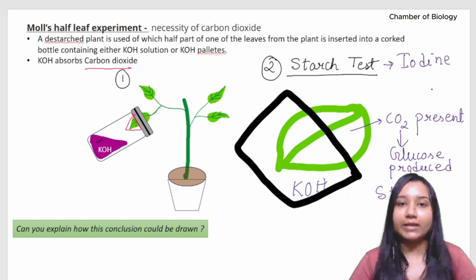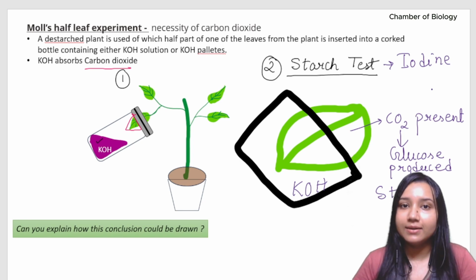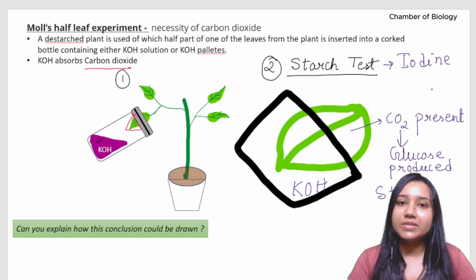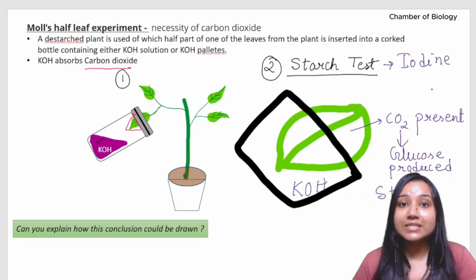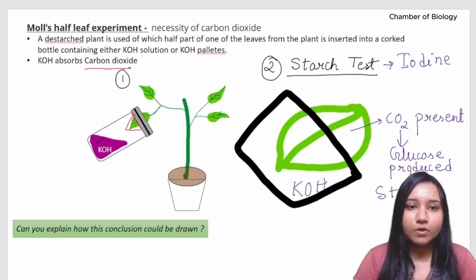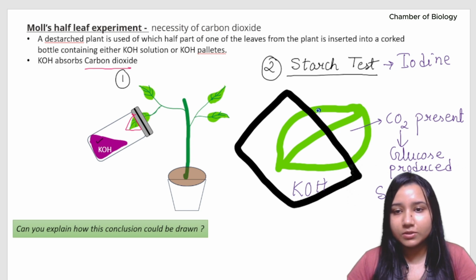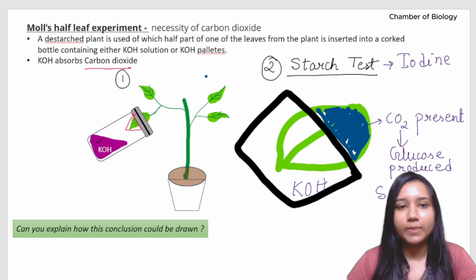And if in a food item we add iodine and we can see a blue-black color, that means the food item contains carbohydrate. So if we are giving it to the leaf, we will see it turning blue-black, that means this portion will obviously turn blue-black. We are going to notice, okay, this portion. Why so? Because starch is present, so it will show blue-black color.